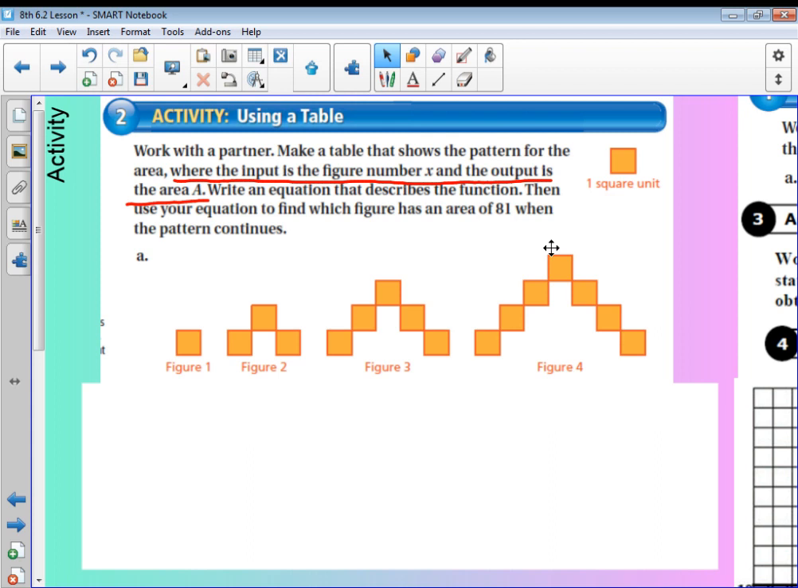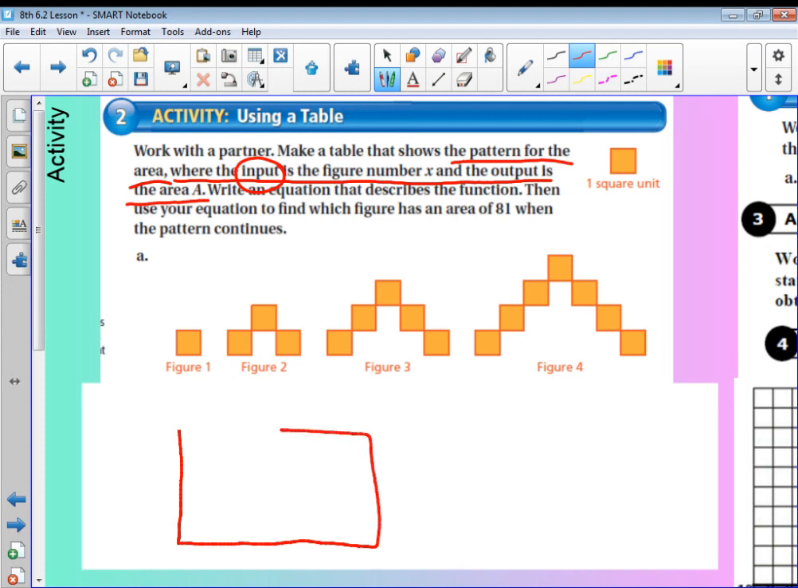Okay, in activity 2, we're going to be creating a table that is showing us the comparison of the figure versus the area of the figure. So up above it tells us we're going to create a table to show the pattern for the area where the input is the figure number.